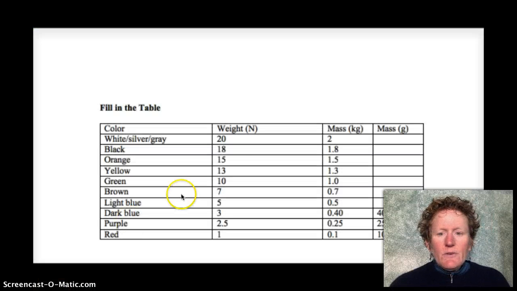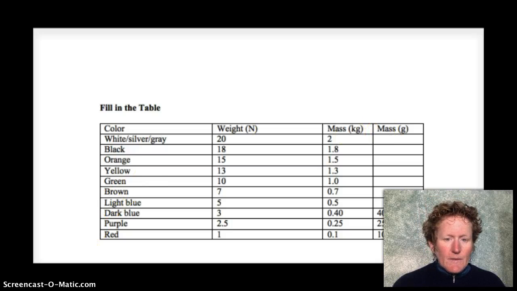There's a table on your lab sheet here that gives the weight, the mass in kilograms, and we'll have to figure out the mass in grams. And I'll show you how to do that in a minute. But first, let's look at the beginning of this lab sheet and fill out some of the first questions.